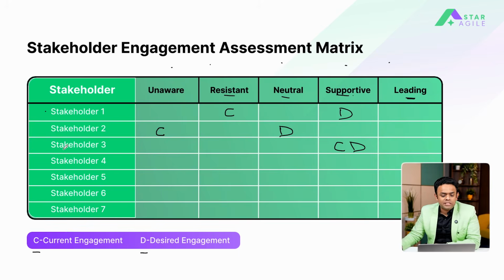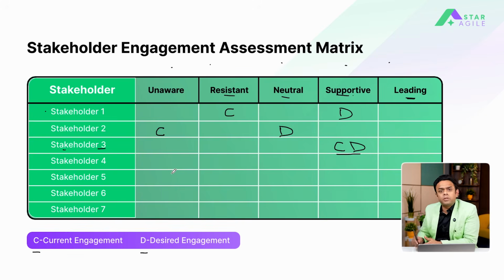Now, let us look at stakeholder 3. Currently, stakeholder 3 is supportive. Don't have over-expectation. Let him continue to be supportive. You are happy with that stakeholder continuing to be supportive. So what will you do? You will put C and D in the same bucket. Making everyone leading or supportive is impossible. Please understand, but I don't want anyone to continue in the unaware or resistant vertical. So that is the purpose of this grid.